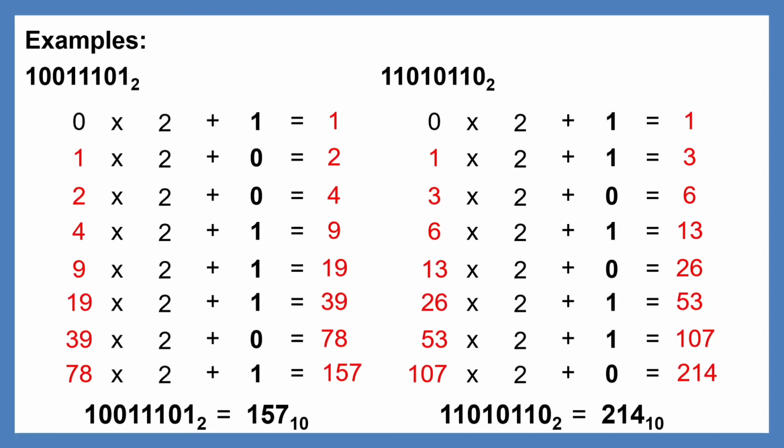Okay, as you can see, we can have the same answer whether we use the previous method or the doubling method. So it's up to you which method you are going to use in converting binary to decimal. Okay, so those are the processes in converting binary to decimal and decimal to binary.